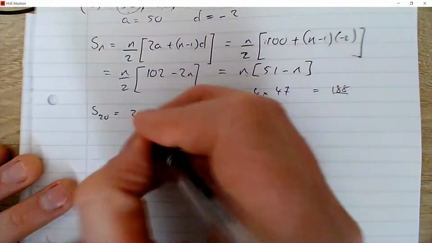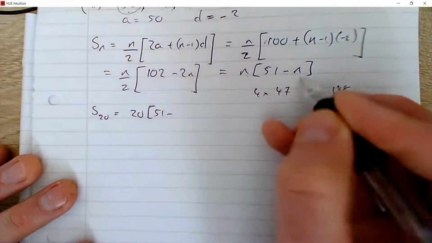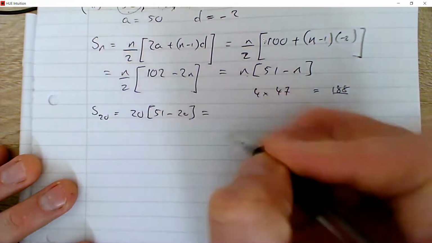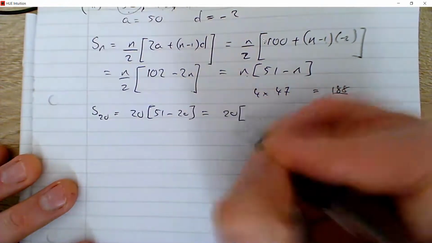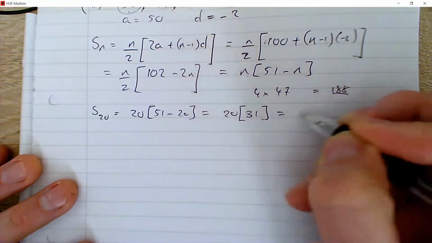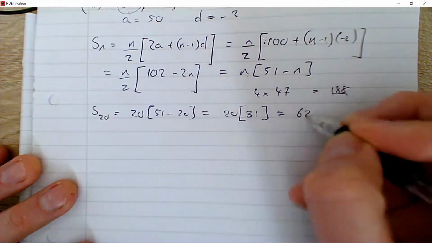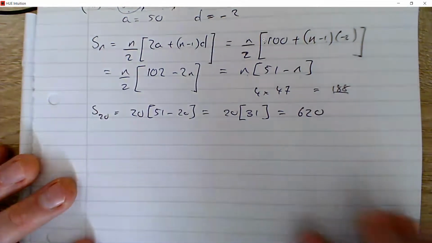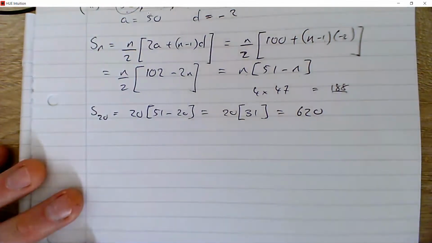S20 then is going to be 20 times 51 minus 20, which is 20 times 31. And that is 620.